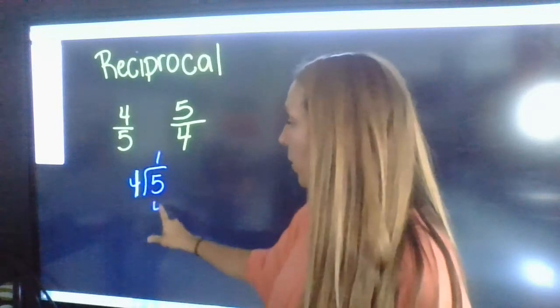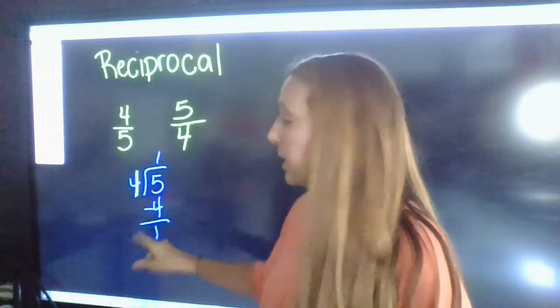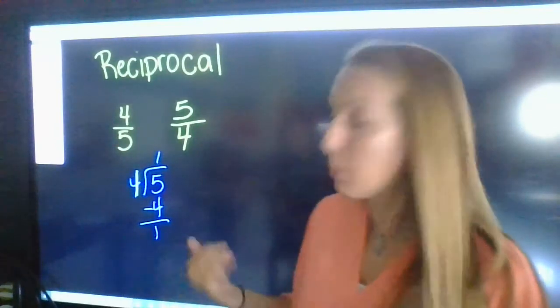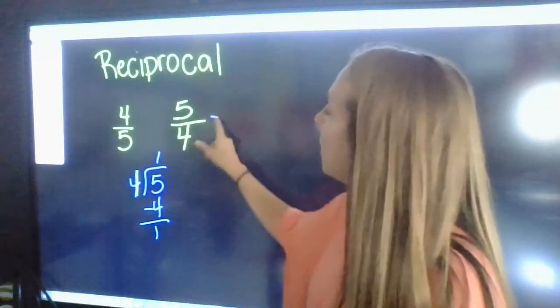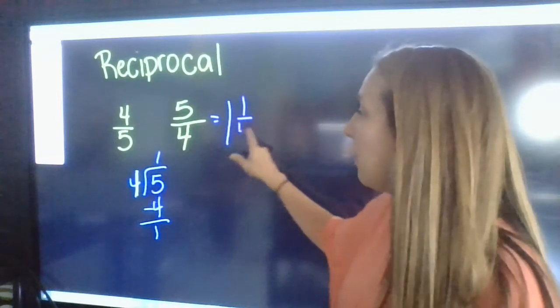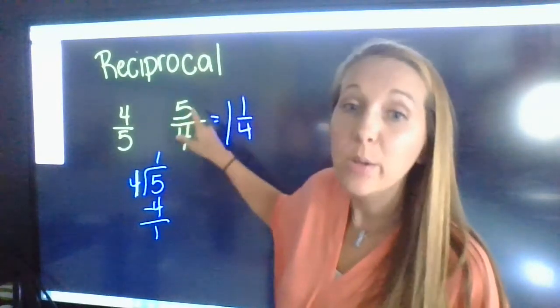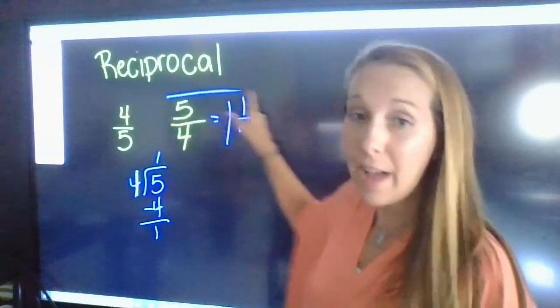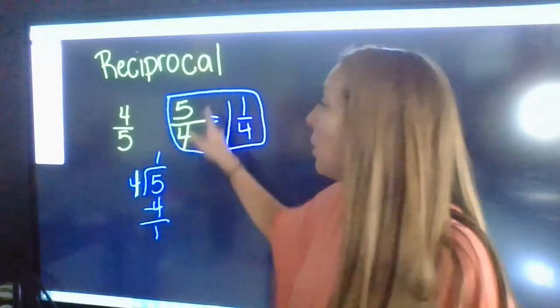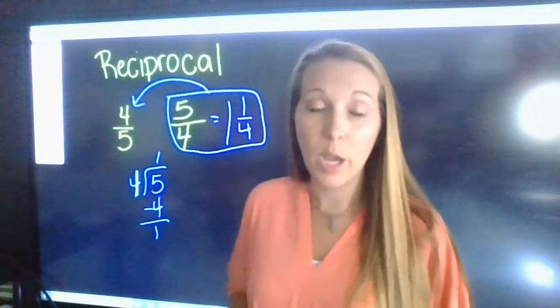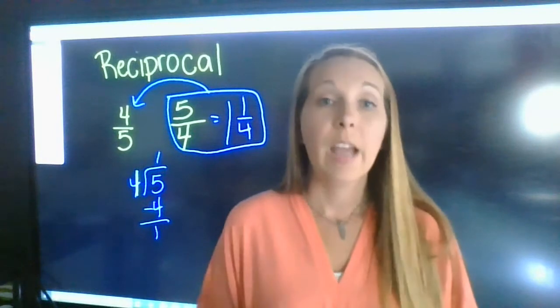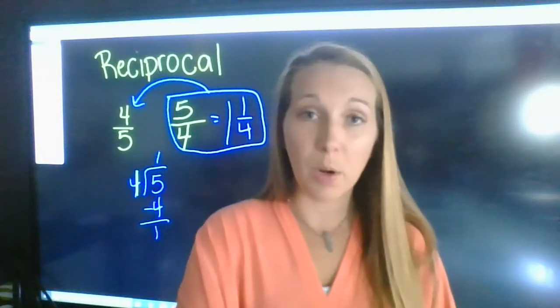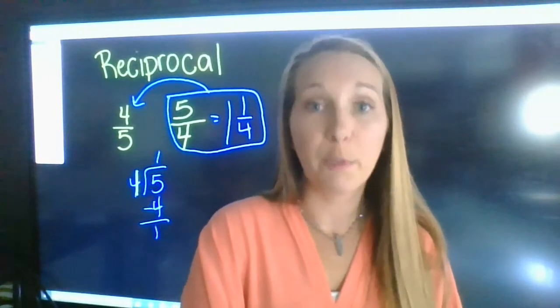1 times 4 is 4. We're going to subtract and get 1. So that gives us 1 and 1/4 that is equivalent to 5/4. So 5/4 and 1 and 1/4 are reciprocals to 4/5. Just remember that a reciprocal is just a fancy word for flipped fraction.